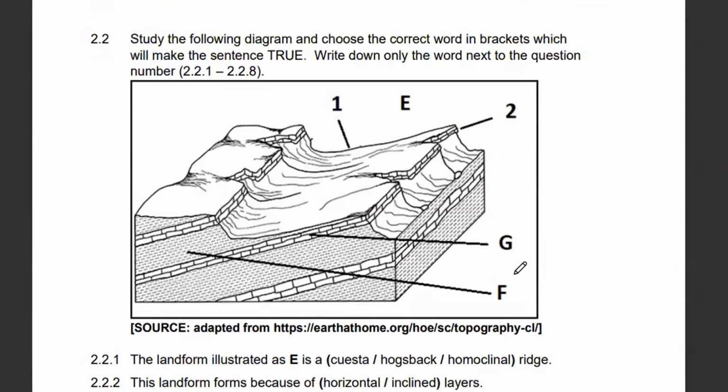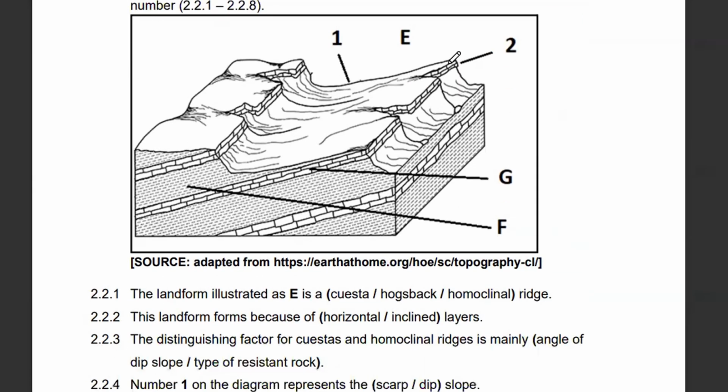Right, then question number 2.2 is based on this illustration again of features resulting from inclined rocks. Right, our first question is saying the landform illustrated at E. At E there, you're seeing where E is, this gently sloping landscape and steeper on the other side. Is a what kind of ridge? That is a homoclinal ridge.